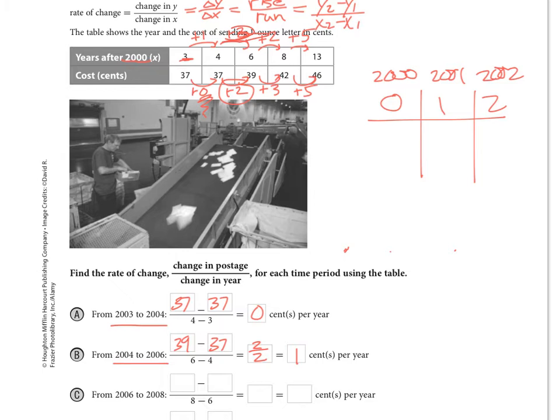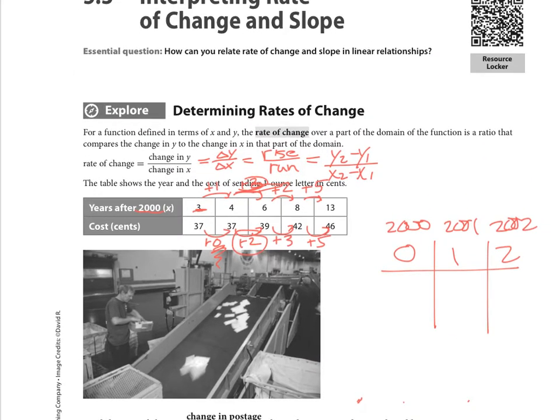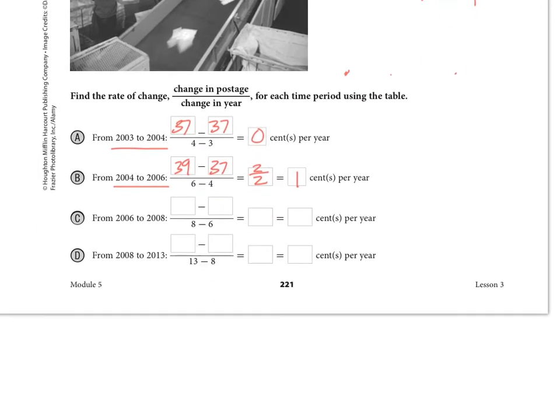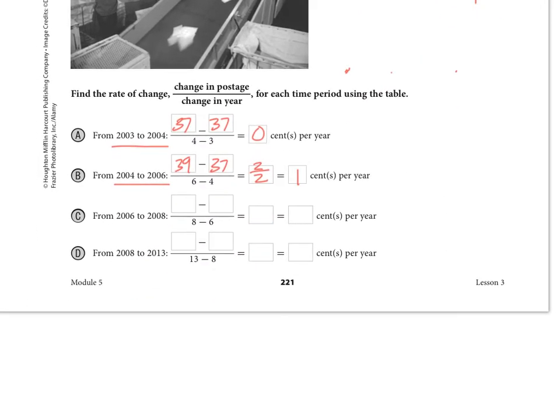So determining rate of change can be done multiple ways. Now, what the book is doing down here is basically using what we refer to up here as the formula. And again, I'm not too partial to the formula. I just like to look at it in a table and determine what changed or how did it change.